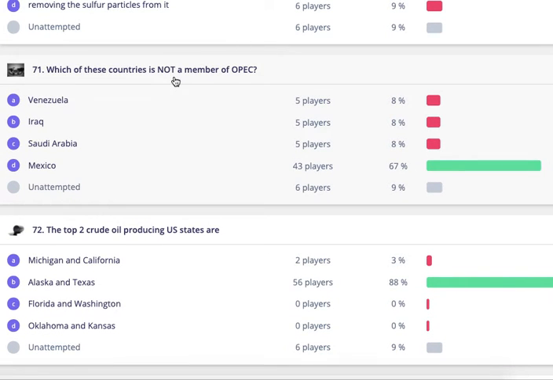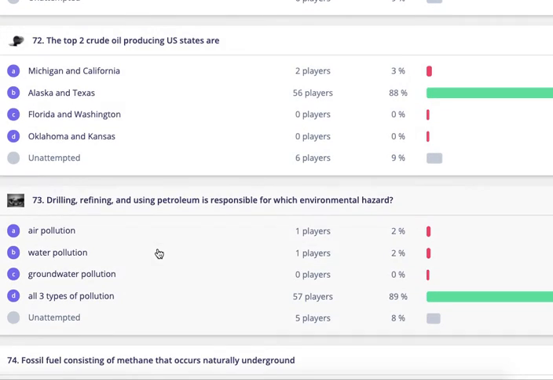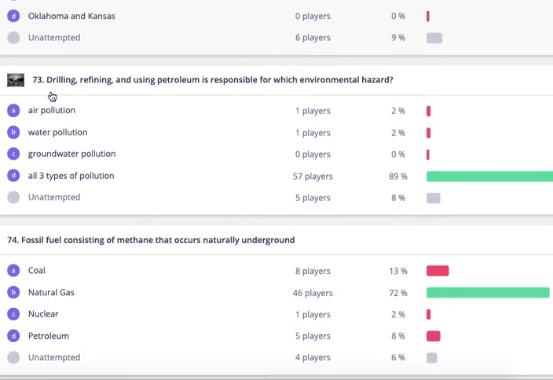Which of these countries is not a member of OPEC? OPEC are the oil producing and exporting countries. It's mostly the Middle East, and the ones that aren't in the Middle East are in South America. So, Mexico, that's your best answer. Top 2 crude oil producing states, Alaska and Texas. This is just a fact you guys should know. It was included in the presentations you were supposed to study.